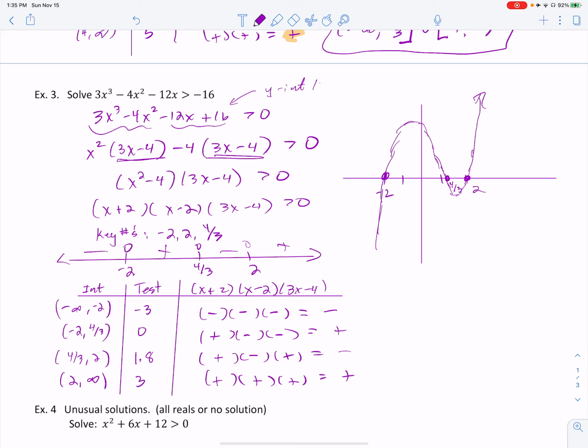And then the y-intercept, if I put 0 into this equation, the y-intercept would be 16. So however it's working here, it's not a perfect sketch exactly, but it's close enough to kind of help. And so I want to solve this inequality right here. I want all the x values, oops, now you got on the wrong line.